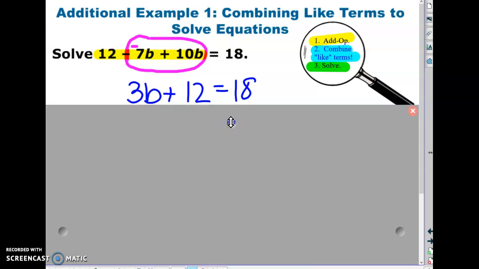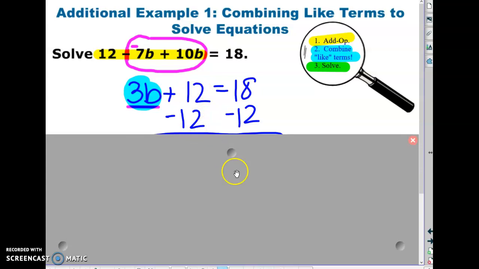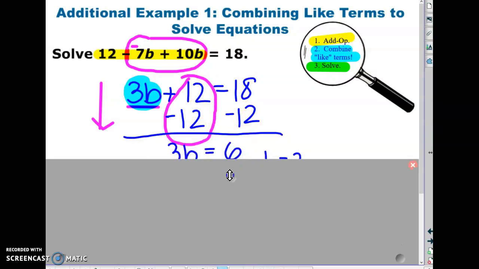From what we did in lesson 12.1, we now want to have the variable by itself. So you want that 3b alone. So I want to get rid of this adding 12. And the way I get rid of a 12 is I'm going to subtract 12 on both sides, or add a -12. And now once again I'm going to add down my equation. So my 3b is going to stay. 12 and -12 cancels out because of the property of opposites and is a 0. And 18 and a negative 12 is going to give me 6.